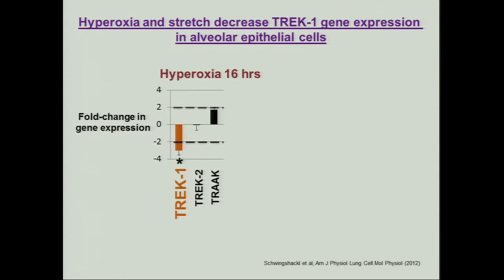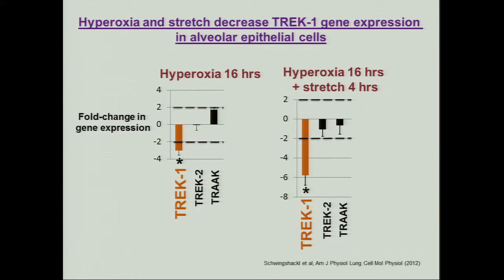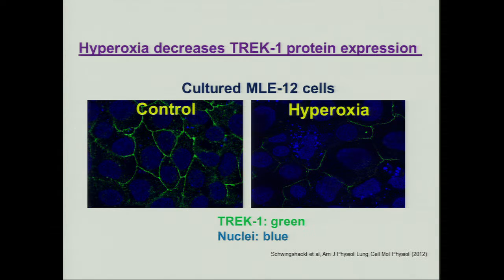And what we found was, when we looked at the three members of the TREK family, TREK1, TREK2, and TRAAK, that the TREK1 channel was substantially downregulated after hyperoxia exposure, almost threefold. Then we tried to mimic the combination of hyperoxia and mechanical ventilation, and we exposed the cells first to hyperoxia for 6 hours, and then mechanically stretched them for 4 hours. And what we found was that the TREK1 gene expression was even further downregulated, now to almost sixfold, whereas TREK2 and TRAAK expression didn't really change at all.